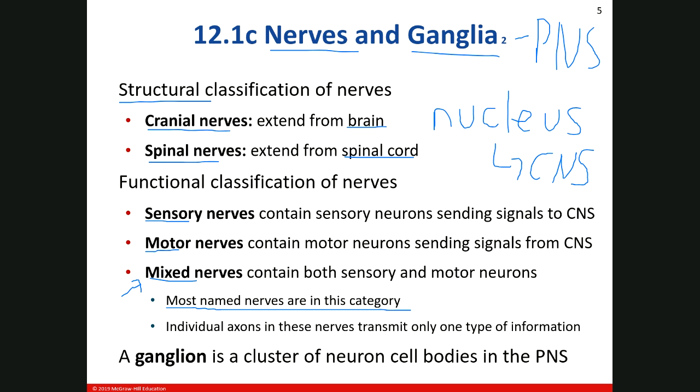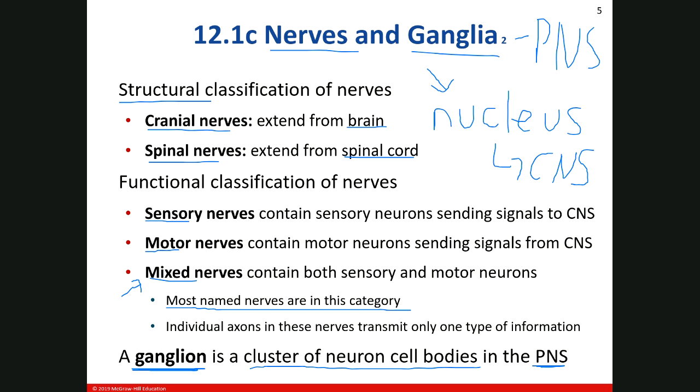Again, when we refer to this term, a ganglion is a cluster of neuron cell bodies. That's usually where you're going to see a synapsing, where one neuron connects to another. So you get a clustering of that. We call that a ganglion, and that's in the peripheral nervous system. When we get a cluster of the cell bodies in the central nervous system, then we call that a nucleus.